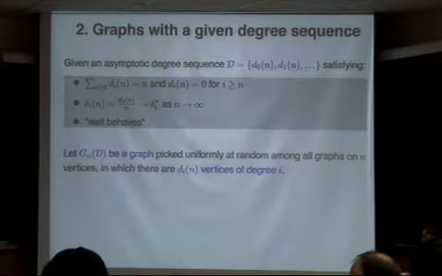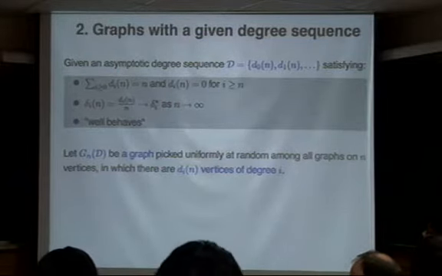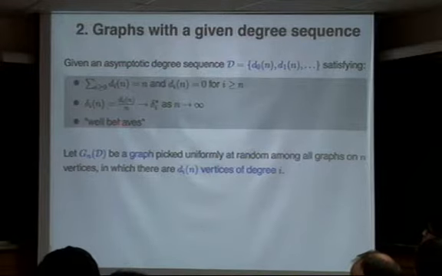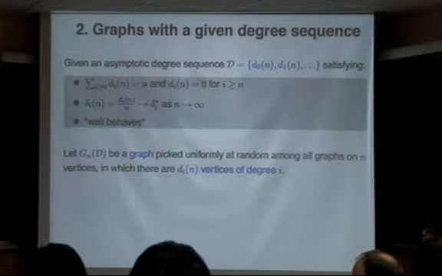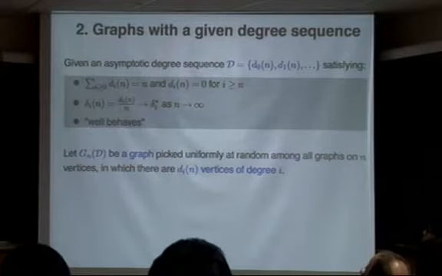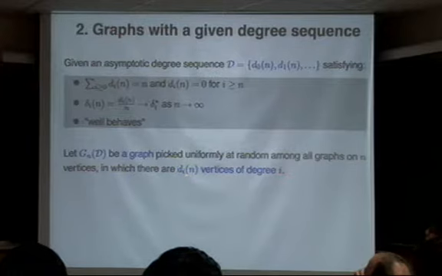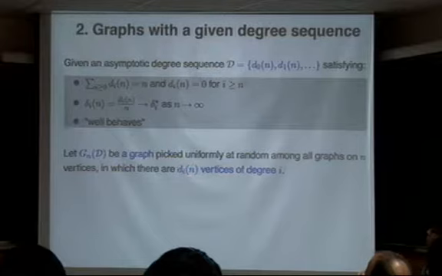So it does not behave wildly. We want them rather smooth. And there are other smoothness conditions, which I don't want to specify. It's a kind of small detail. Then, given D, we consider a random graph G(D), which is chosen uniformly at random among all graphs on n vertices, where there are exactly d_i vertices of degree i. So d_i is given by this sequence, and we want to have in the graph exactly d_i vertices of degree i.